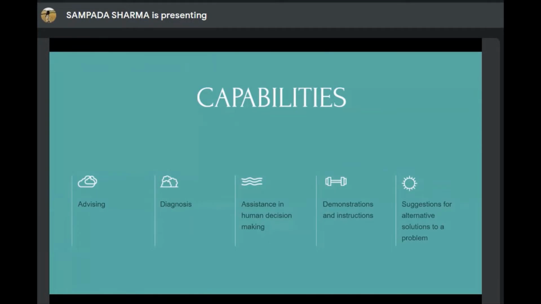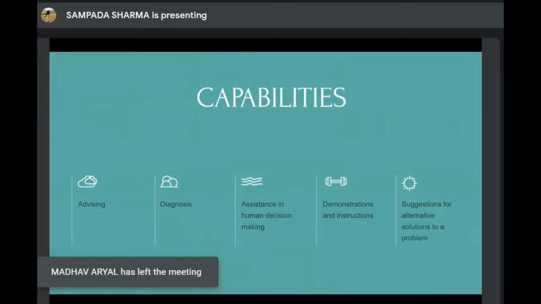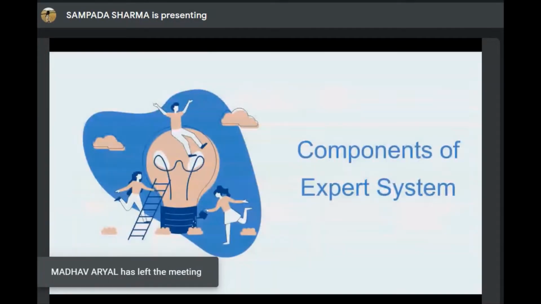So what are the capabilities of expert systems? What actions or tasks are they capable of doing? They can advise and diagnose. As I've already said, they're used in medical diagnosis. They can provide assistance in human decision making. They can provide instructions and demonstrations. And they can also provide suggestions for alternative solutions to a problem.